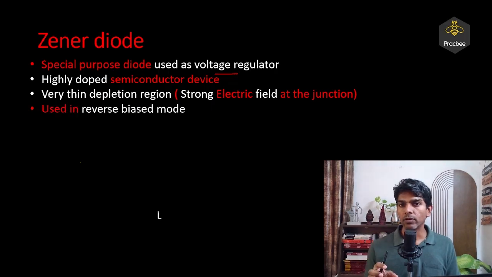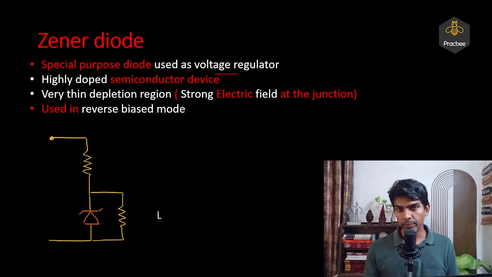And it is always used in the reverse biased mode. I am hoping all of you know what forward biasing and reverse biasing are. If you don't know, please write in the comment section and let me know, then I'll make a video on diodes as well. Now let us see the typical voltage regulator circuit where we use a Zener diode.